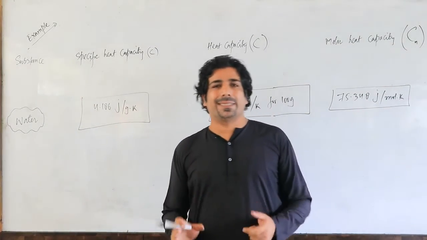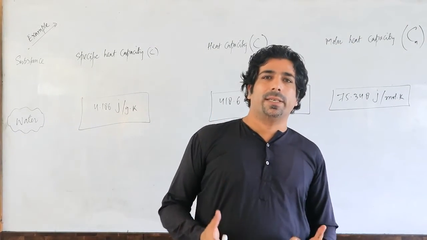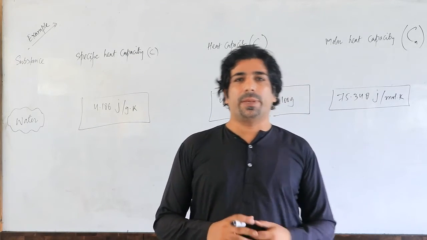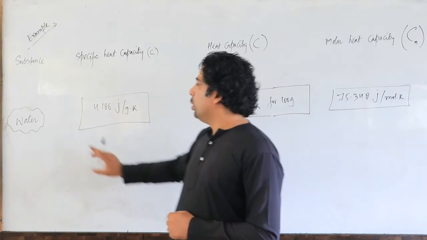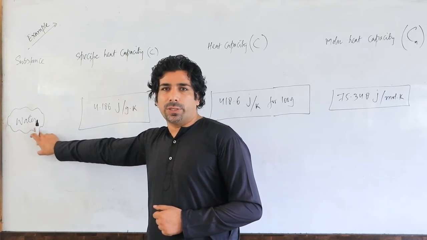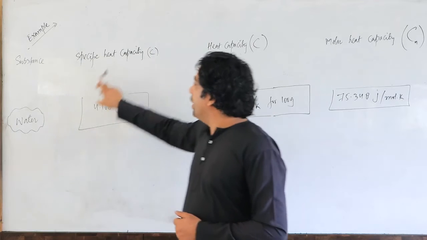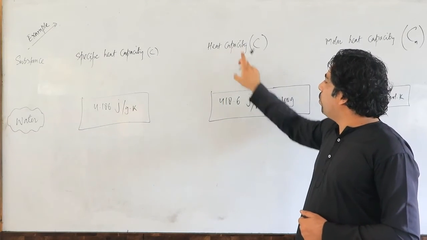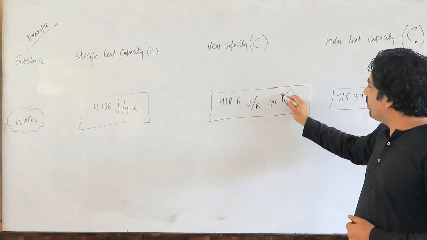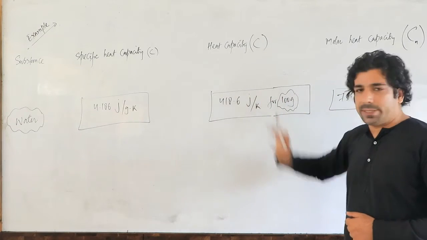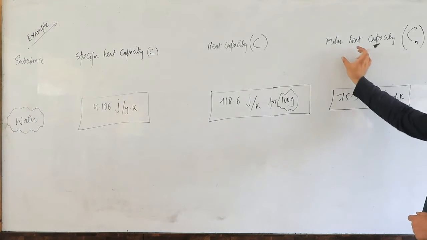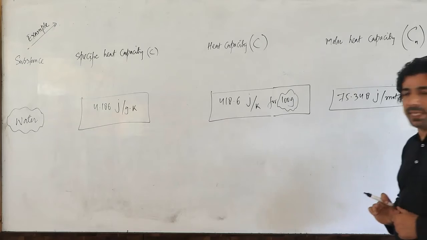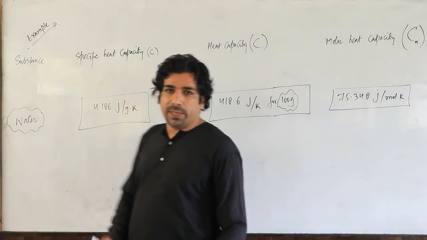Dear friends, let's take some examples now to understand the specific heat capacity and molar heat capacity. So I have taken some data here for water. Water is the substance with me, and specific heat capacity is this much. The heat capacity of water, but for how many grams of water have I taken it? For 100 grams of water, this is the heat capacity. And this is the molar heat capacity. Obviously, it is for 1 mole of a substance. Correct? So let us understand it one by one.